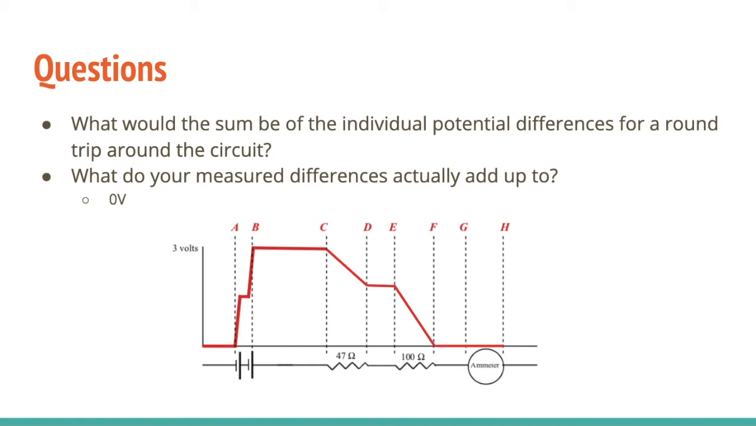And here is the finished graph based on my measurements of the potential differences. And again, as you can see, from F to H, it was 0.